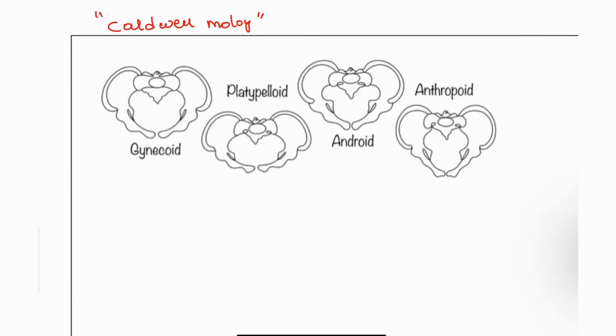What are those? Gynecoid, which is the most commonly seen in all females, and platypelloid, which is the least common type of pelvis. Android, this is the second most common, seen in the male population. And anthropoid, another type which is around 20%. Okay. What are the important points about these pelvises?